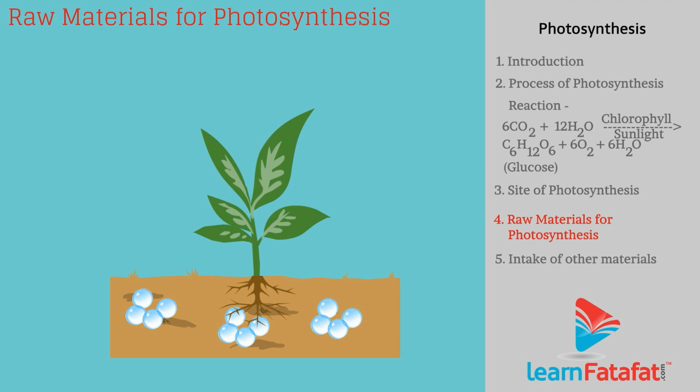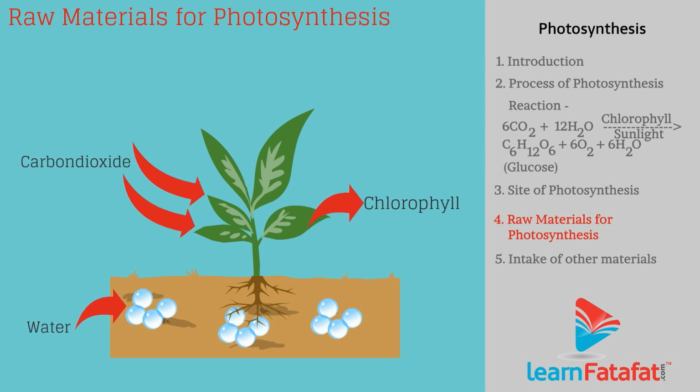Raw materials for photosynthesis. For the process of photosynthesis, plants need carbon dioxide, water, chlorophyll and sunlight.